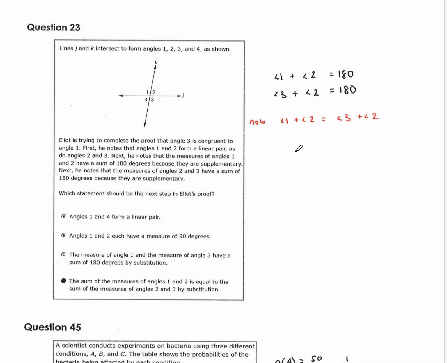Pretty much this is their thought process. They say, hey, 1 and 2 are linear pairs, so they add up to 180. 3 and 2 are linear pairs, and they add up to 180. So, if 1 and 2 add up to 180, and 3 and 2 add up to 180, then doesn't 1 and 2 have to equal 3 and 2? And then that sets you up to say that 1 and 3 are actually congruent. Okay, that would be the next actual step if you wanted to show that.